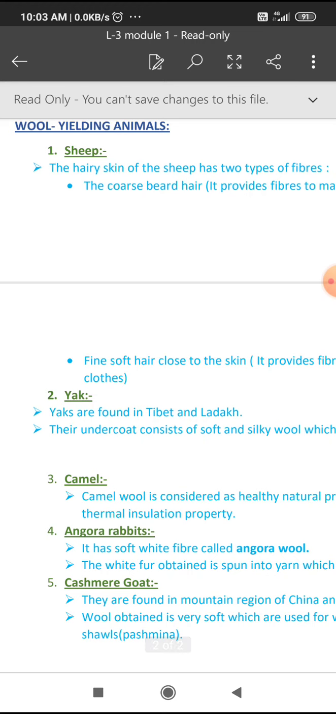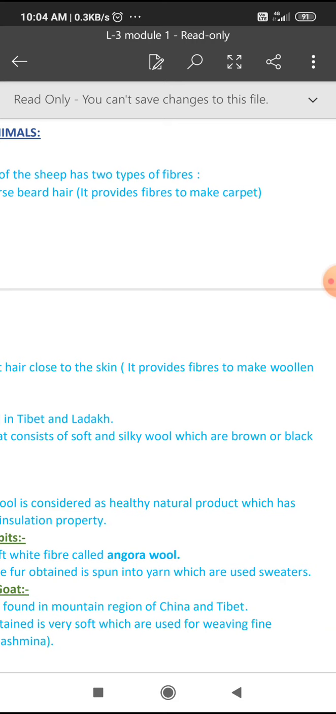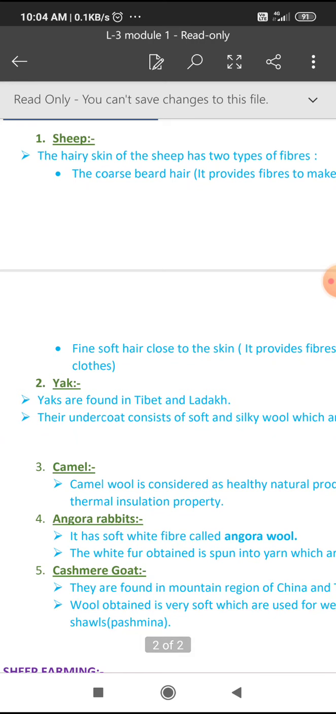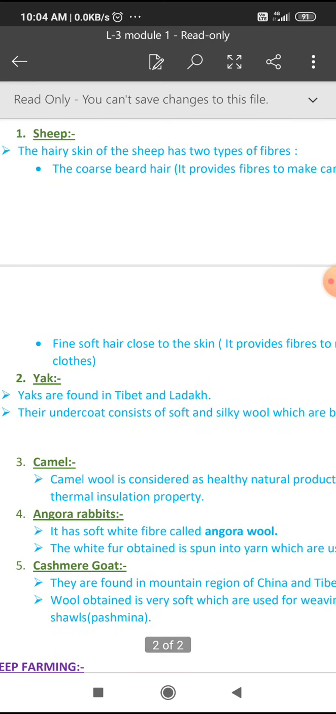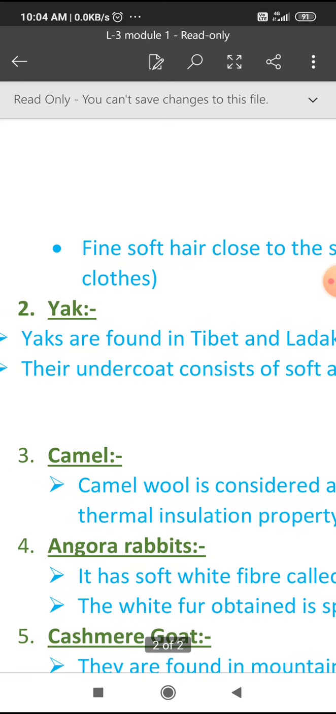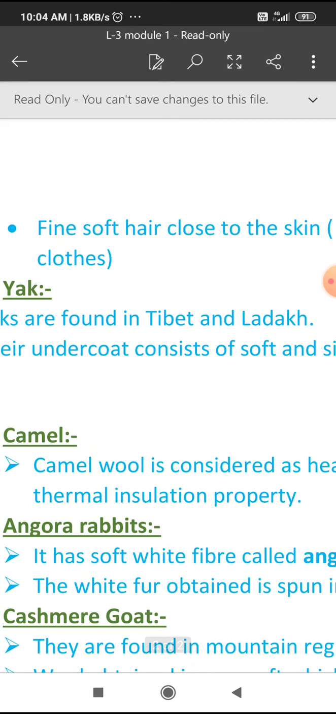Next is the yak. Yaks are found in Tibet and Ladakh. The undercoat consists of soft and silky wool which is brown or black in color. You must have seen the yak having long hair. Now the camel wool is considered a healthy natural product which has a great thermal insulation property. What do we mean by thermal insulation property? That means it can resist the heat very much.